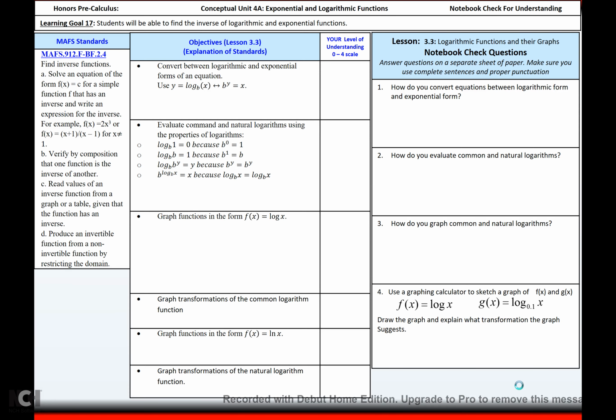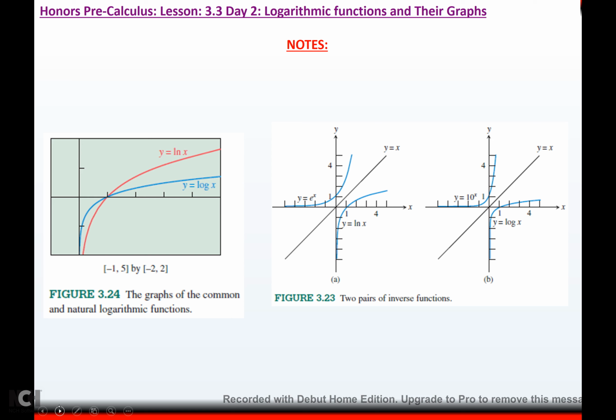Today we are going to be transforming logarithmic and natural log functions. Okay, so we have the graphs of the common and natural logarithmic functions. Now remember, for common, your base is 10, they don't write it. For natural, your base is e, even though they don't write it. Okay? So there's your logarithmic function in blue, and there's your natural logarithmic function in red.